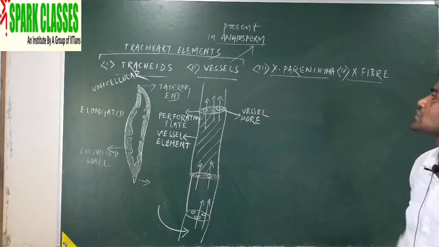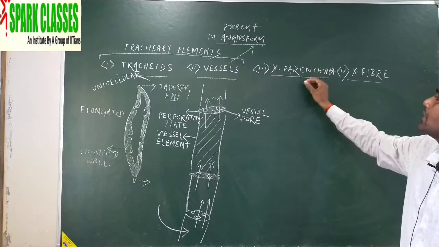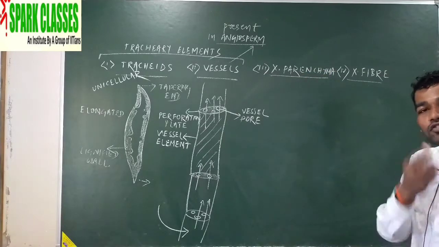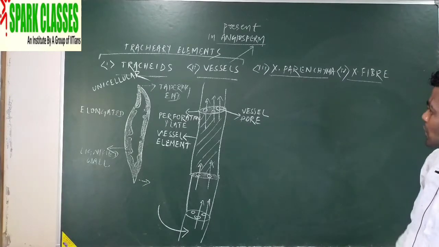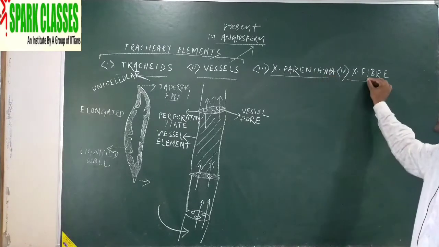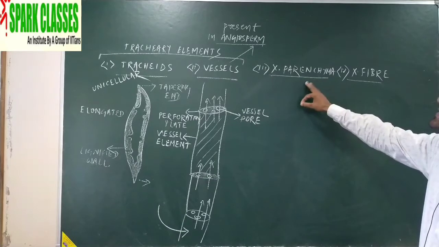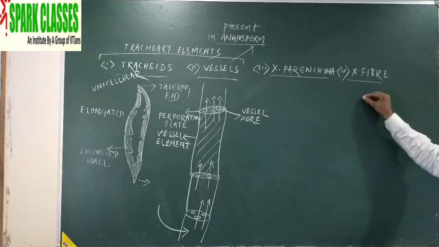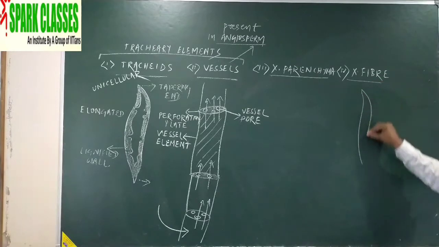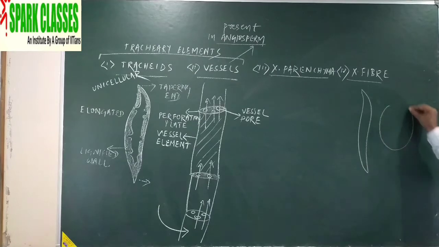But these two provide support. Xylem parenchyma is living. It synthesizes some amount of food, and it also helps in storage of food. So xylem parenchyma and xylem fiber are mainly supportive cells. So we do not have to discuss their shape and function in detail. If you want to remember the shape, xylem fibers are just like tracheids, elongated, and some fibers are spherical like this.